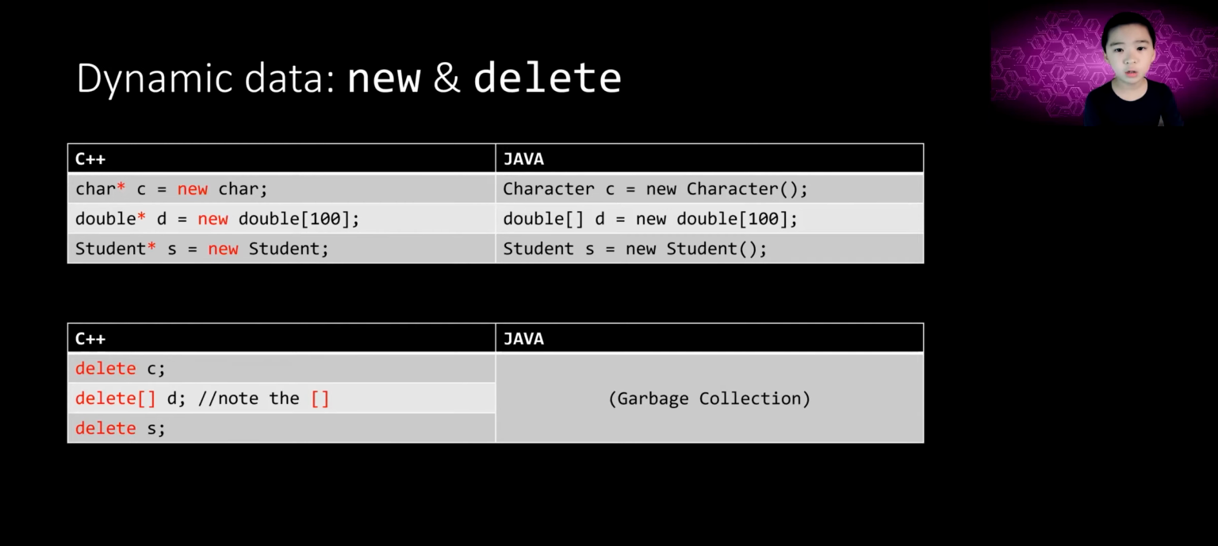Now, we know how to create dynamic variables in C++, but how do we release that memory? In C++, we use the delete operator to release the memory from the heap. Please note, to delete an array from the heap, the delete operator is followed by a pair of square brackets. On the other hand, Java uses a method known as garbage collection to automatically release memory.